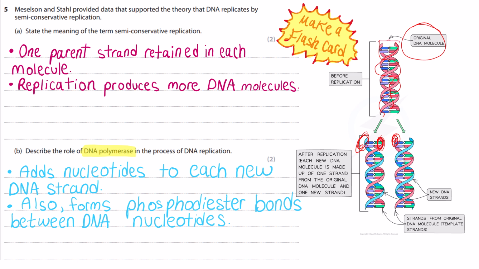Now, describe the role of DNA polymerase in the process of DNA replication. DNA polymerase is an enzyme which adds nucleotides to each new DNA strand. It also forms phosphodiester bonds between DNA nucleotides.